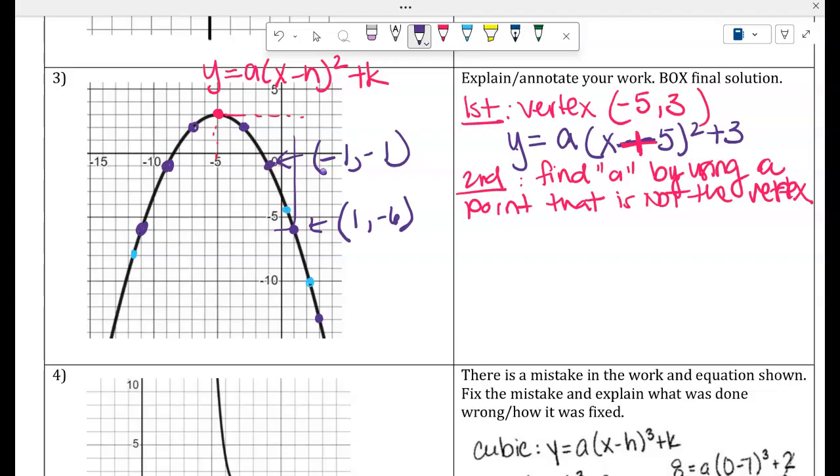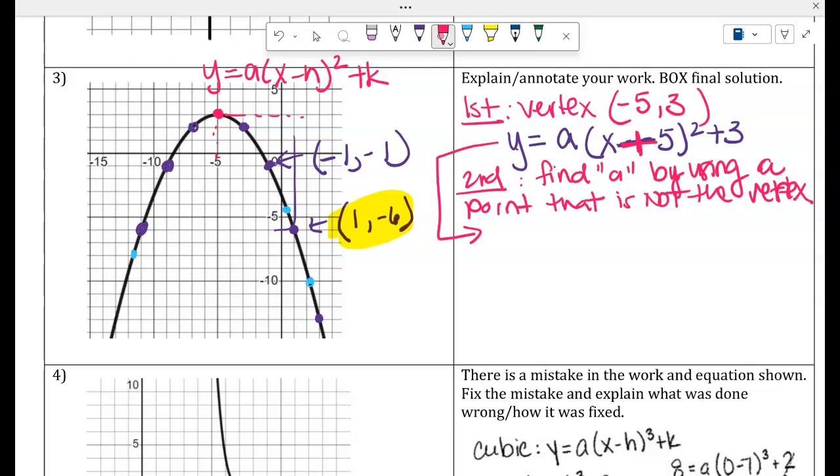So what do we do with that? Let's say we're going to use this point, okay? Whenever we see x, we plug in -1. Whenever we see y, we plug in -1. Oh, you know what? Let's not use that one because that's going to confuse you about which one's x and which one's y. Let's go and pick this one right here. When we see x, we plug in +1. When we see y, we will plug in -6. Okay, so let's go and do that.